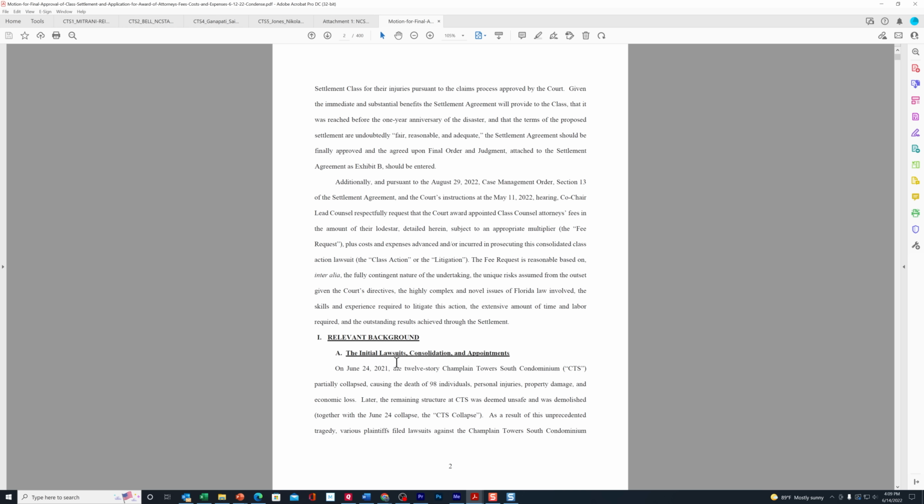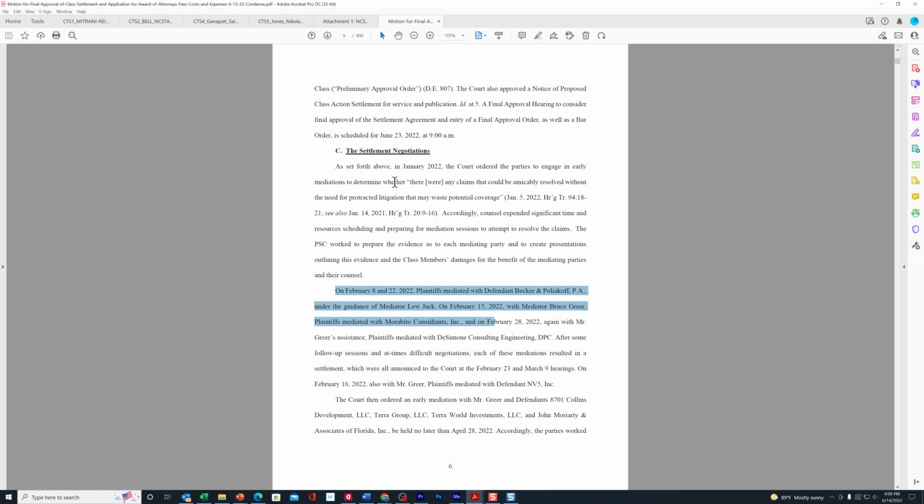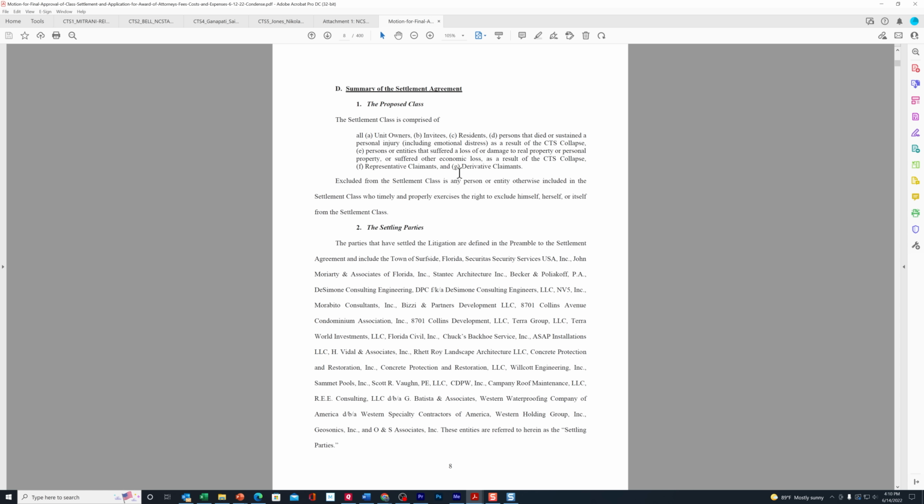They're starting off with the building collapse, talking about how the litigation was filed. There were three different amended class actions. Then they talked about the settlement negotiation. In January, the judge ordered everybody to go into arbitration, and that's what they did. Here it talks about how the different plaintiffs mediated, like with Becker and Polyakov, the lawyer for the Champlain Tower South Condo HOA Association. Then it mentioned that another mediator, Bruce Greer, met with Morabito, and they ironed out the settlements there. Then they go on to summarize how the settlement was done.